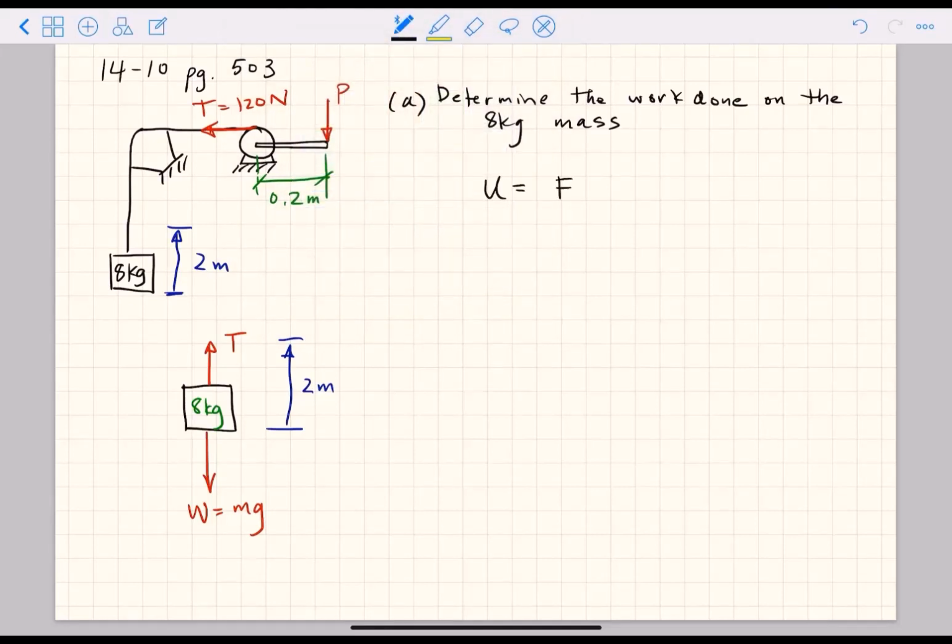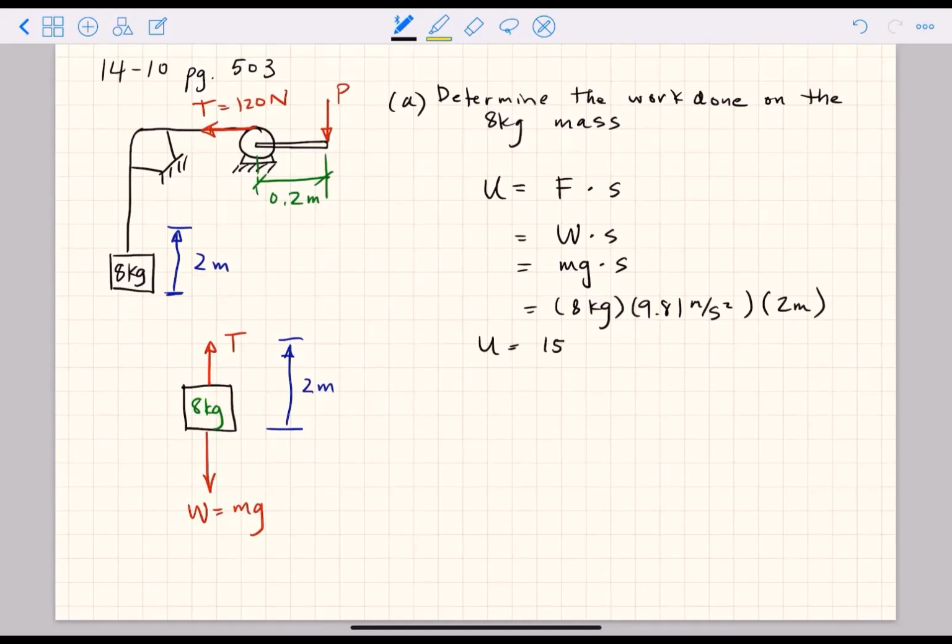So U is equal to F times S. We want to know what the work is. Well, the force in this case would be either the weight or the tension. They have to be equal to each other, right? So we can say that is just W times S, which is equal to mg times S. If I substitute in, we have 8 kilograms times 9.81 meters per second squared times our displacement of 2 meters. So U is equal to 157 joules.